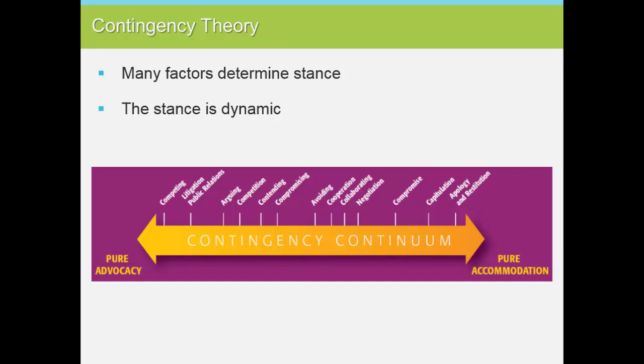At the other end of the spectrum, the PR professional agrees with the public, changes its policies, and offers an apology. This stance is called pure accommodation. Contingency theory addresses 2 principles. The first is that many factors will determine the stance of an organization. The second is that the stance is dynamic and will change as events unfold.